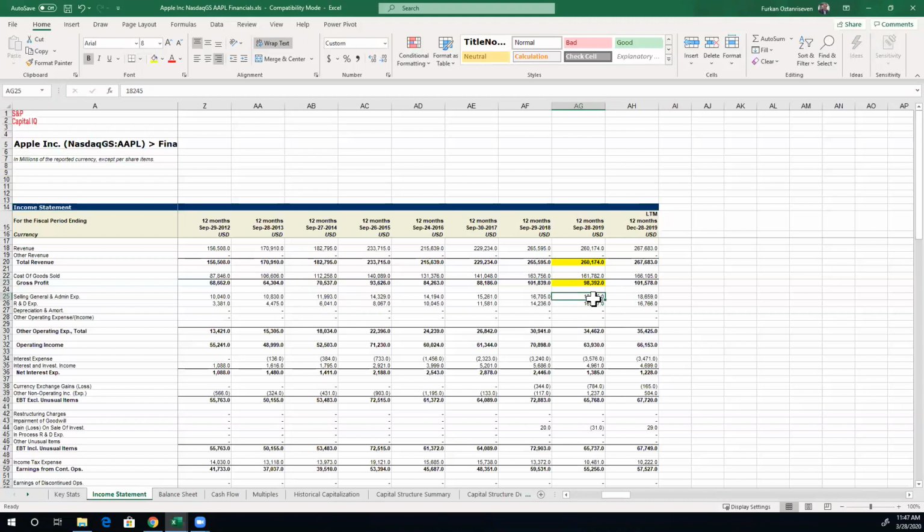And then there are some indirect costs here, like selling, general administrative expenditures, R&D expenditures, depreciation and amortization, and other operating income and expenses. When you add them all up, sum of these four items should give you $34.4 billion. Now I can subtract my indirect expenses from gross profit, and that will give me operating income of $63.9 billion for Apple. That's a very important number as well.